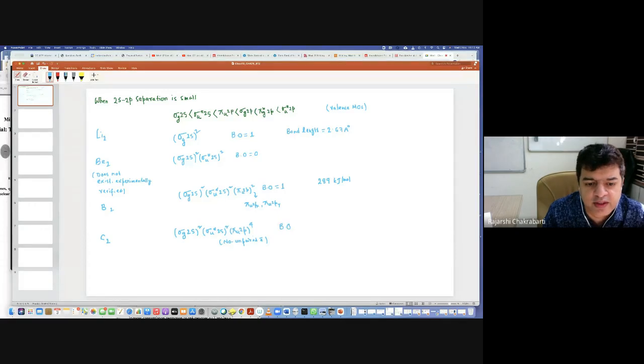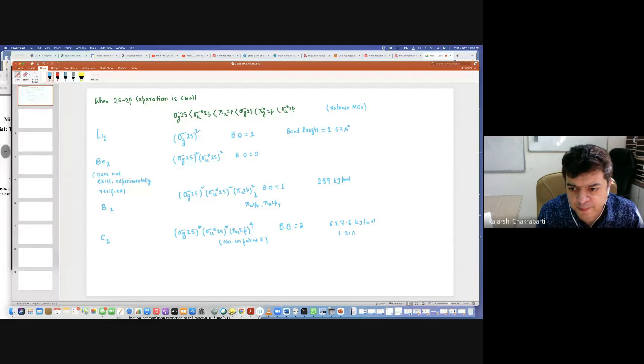What is the bond order? If you calculate, this still cancels, but you have 4 minus 0. It is 2, and it is something like a double bond, isn't it? And I can tell you that the bond dissociation energy is quite large, 627 kilojoule per mole, and the bond length is 1.31 angstrom. It's like a double bond. So C2 has double bond character.